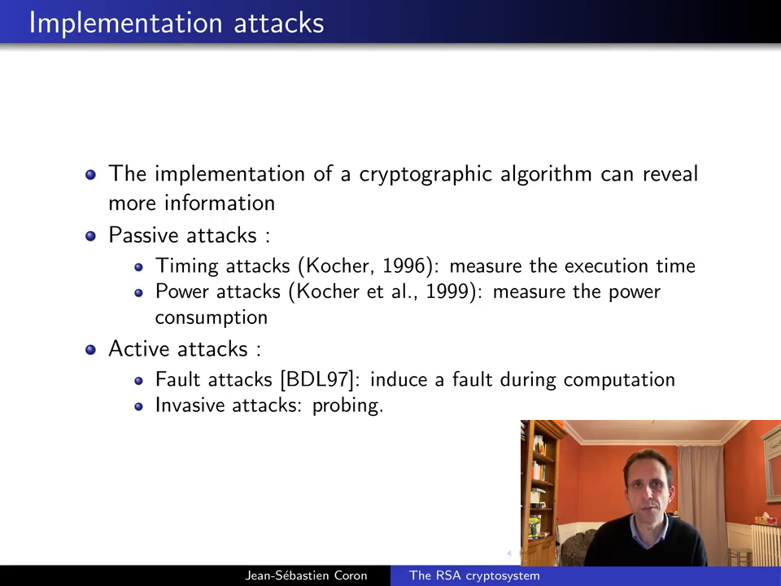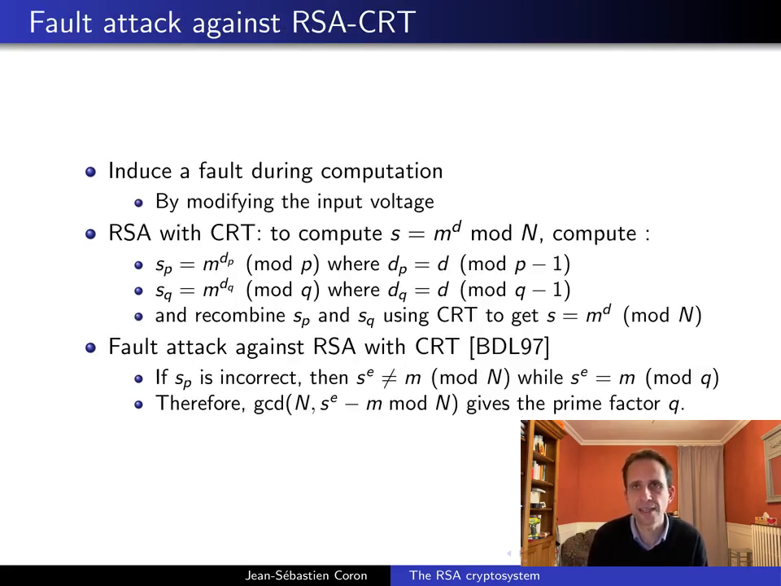So let me describe the classical fault attack against RSA CRT. Such a fault attack can be obtained, for example, by modifying the input voltage of the device, and then some result is going to be faulty, or we can use a laser to illuminate the processor, and this can generate a faulty computation. So the attack applies against RSA with CRT. Here I describe the attack for signatures, but the attack also applies for RSA decryption.